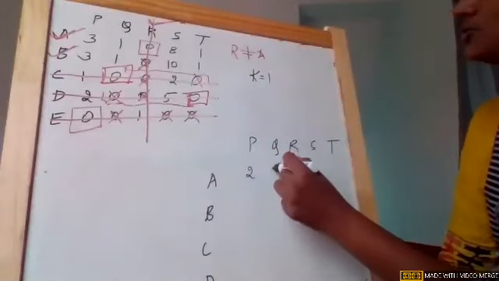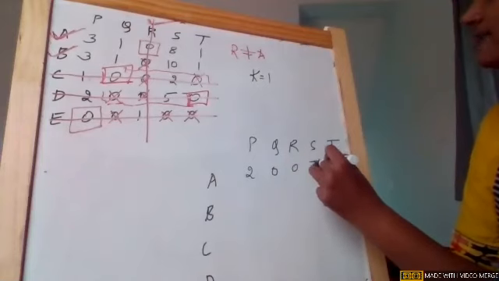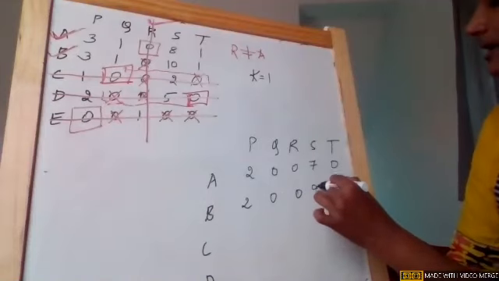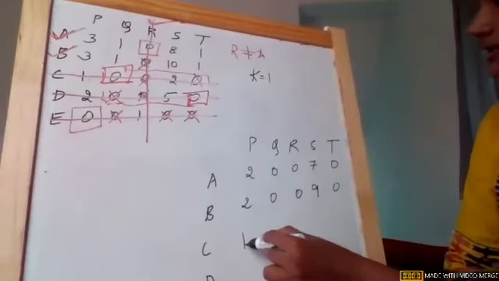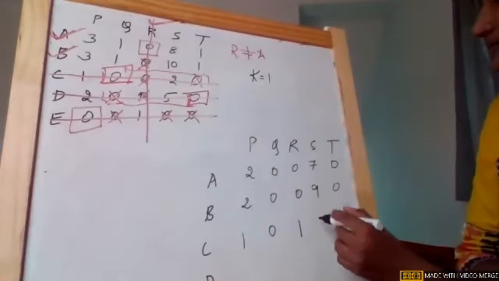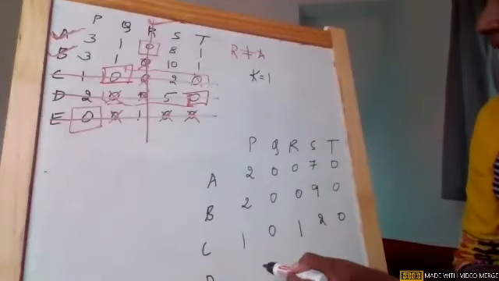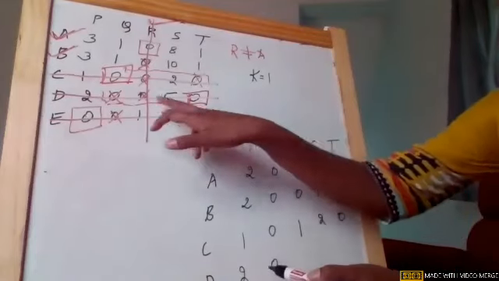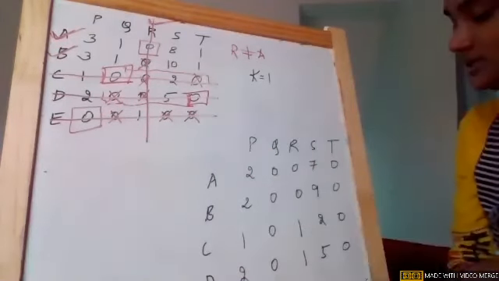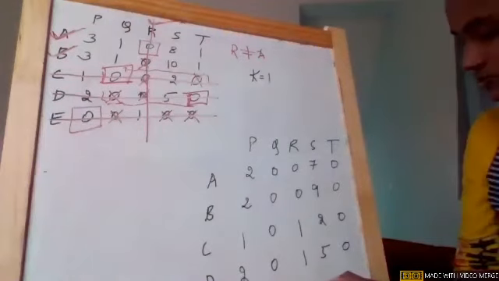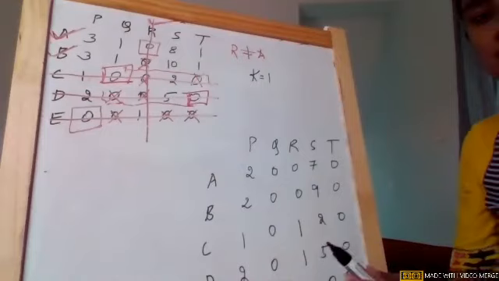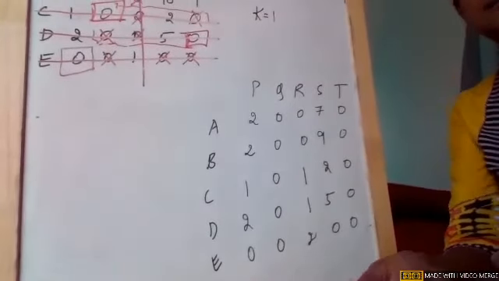So 3 minus 1 is 2, 0, 0, 7 and 0, 2, 0, 0, 9 and 0, 1, 0. Here it is covered by two lines, so it is 1, 2 and 0 and 2, 0. Again there is an intersection here, so it is 1, 5 and 0. Then again 0, 0, 2. There is an intersection here, so that's how I'm adding to 0 and 0. This is how we got the new matrix.